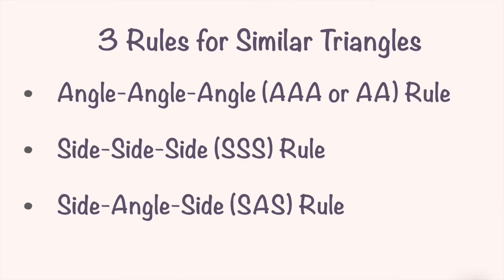The first rule is called the angle rule, also known as AAA. If the three interior angles of the triangles are the same, then the two triangles are similar. This is also known as AA rule, and I'll explain why soon.